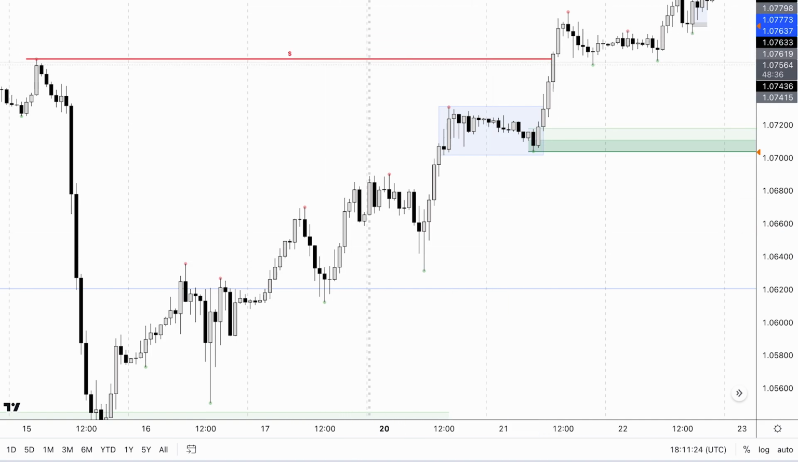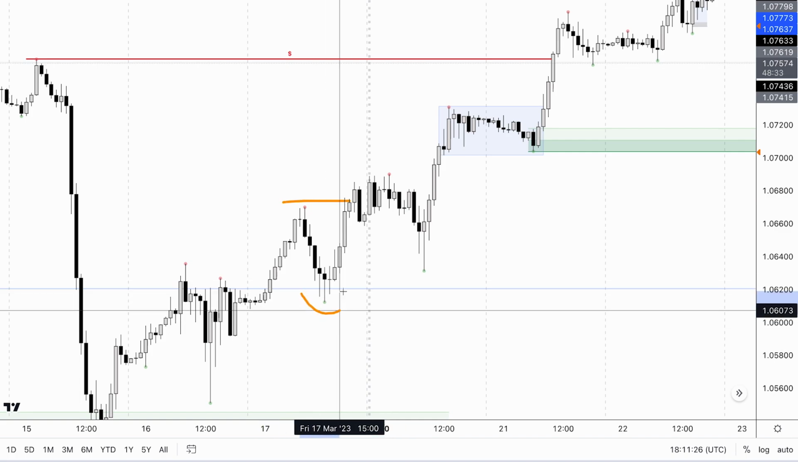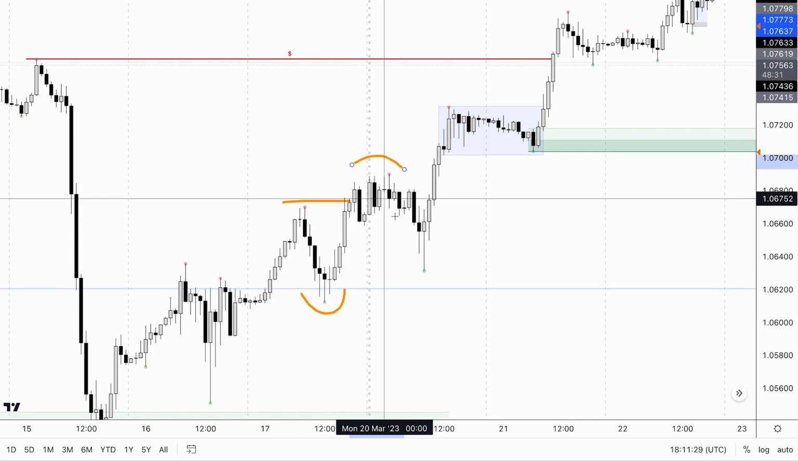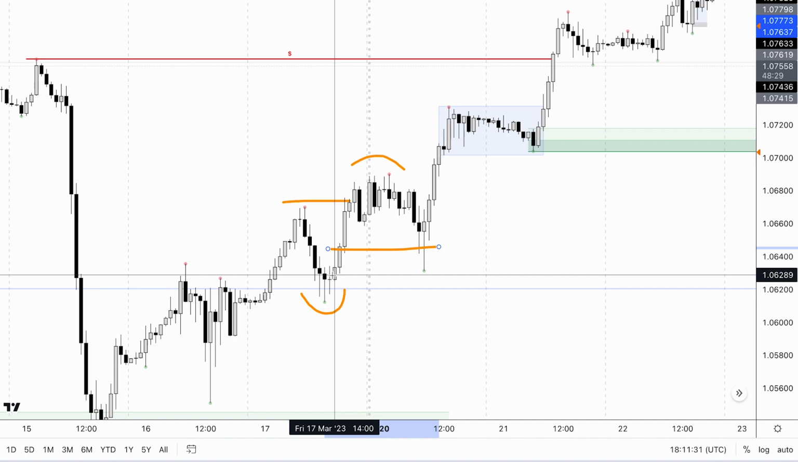So as we can see here in the market, we got a structure break and we saw A to B created in the market. Price pulled back into where?